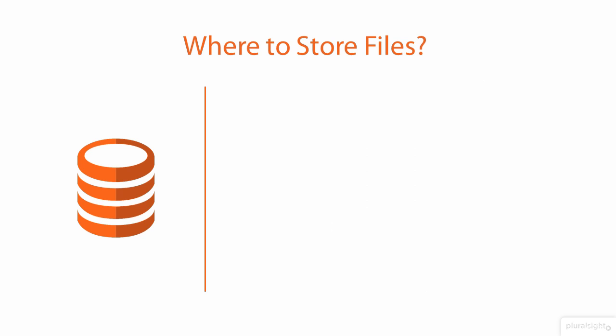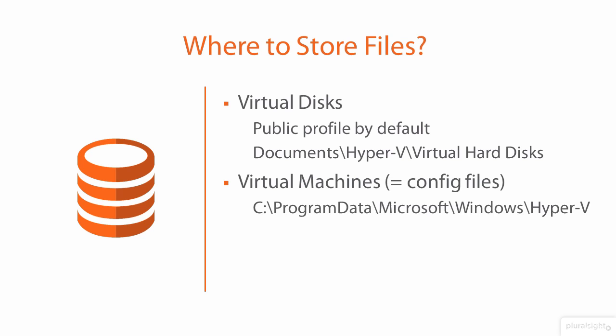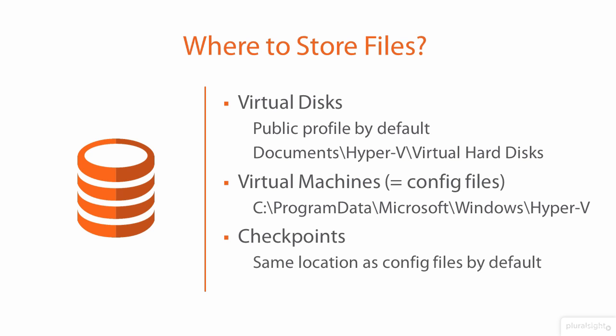So where to put those files? Well, you can pick a place that works for you. Here are the defaults. For virtual disks, they go in the public profile under documents/hyper-v/virtual hard disks. The config files for the VMs live by default in the program data folder under Microsoft/Windows/Hyper-V. Checkpoints, which are snapshots of the state of a virtual machine at a particular moment. In fact, they used to be called snapshots, but the Department of Renaming inside Microsoft is ever active. They live in the same place as the config files unless you change it.